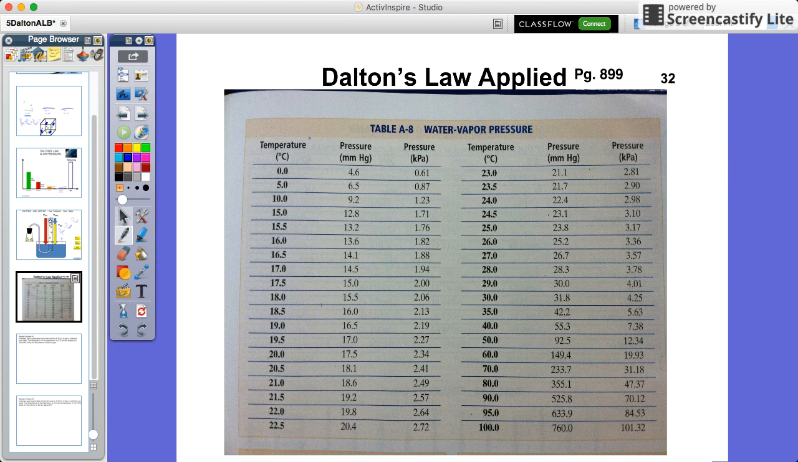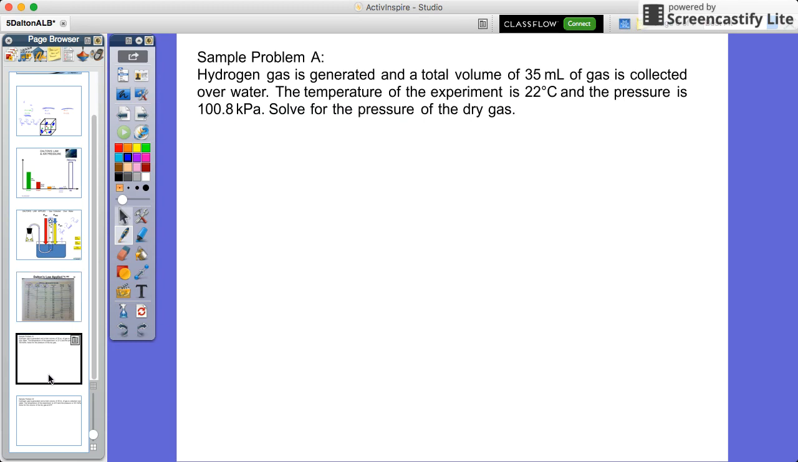Just note that you're going to look up the temperature in one column, and in this table, they actually give you 2 different pressures. So they've converted it to millimeters of mercury and kilopascals for you, which is kind of nice. Just make sure that you pick the right one, or if you need atm, just convert it.